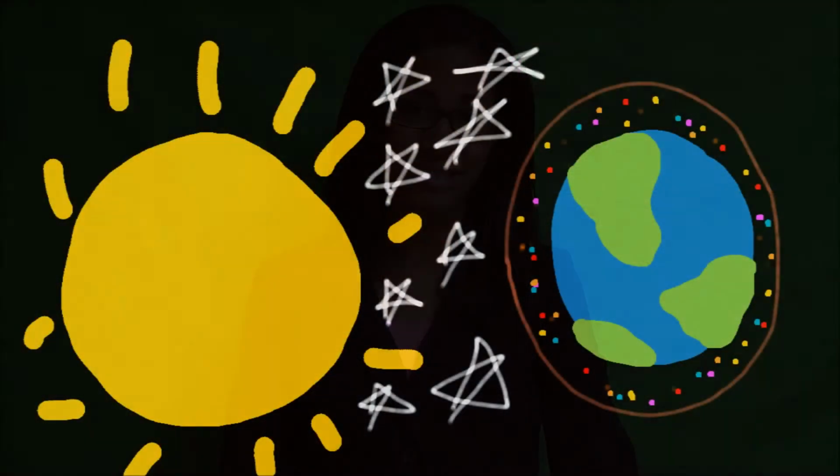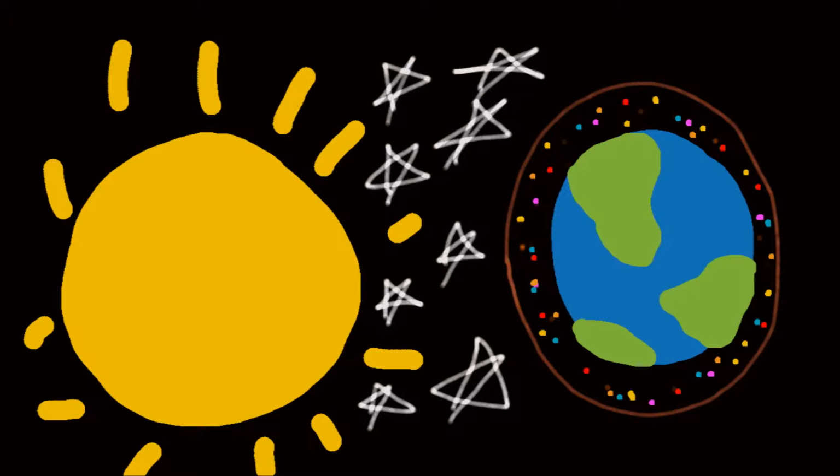Okay, so let's start with the basics. If you look at the diagram, you can see a drawing of the sun, and the stars represent space. You can also see the Earth and the red line around it, which is the atmosphere, and the dots inside of the atmosphere are greenhouse gases. So now let's get started.